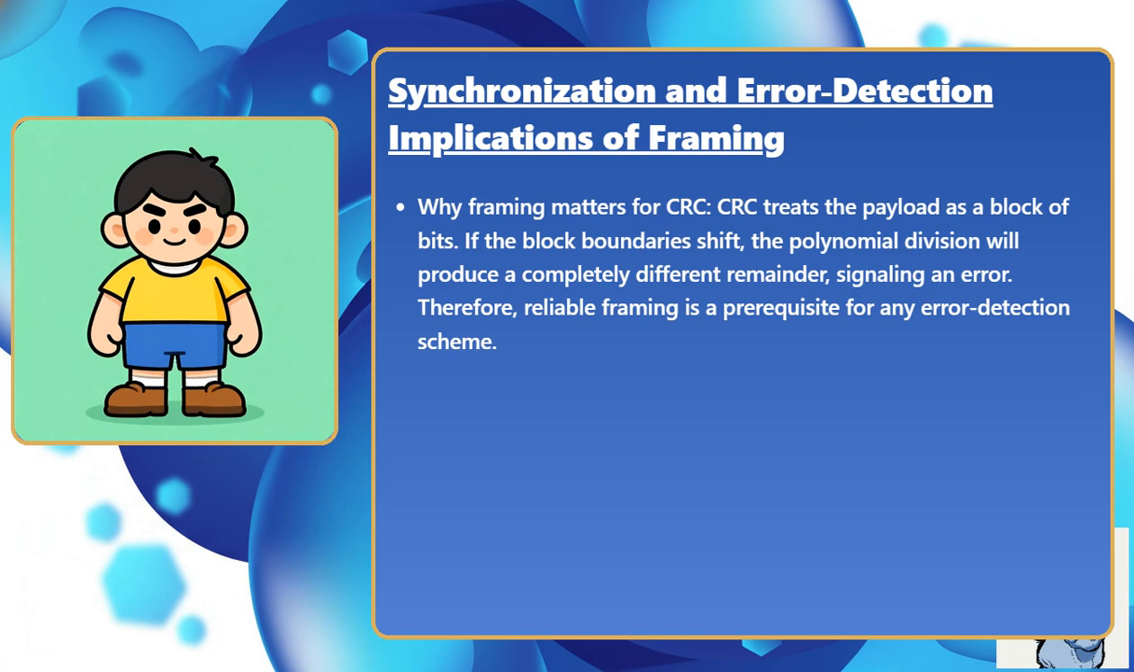CRC treats the payload as a block of bits. If the block boundaries shift, the polynomial division will produce a completely different remainder, signaling an error. Therefore, reliable framing is a prerequisite for any error detection scheme.